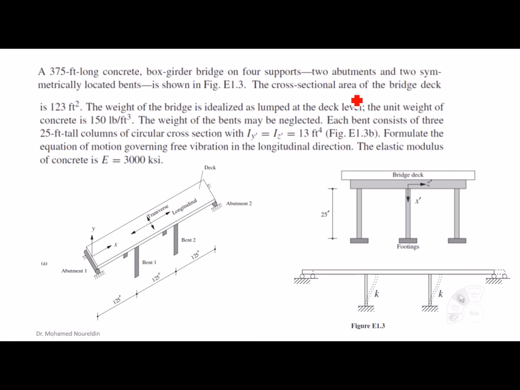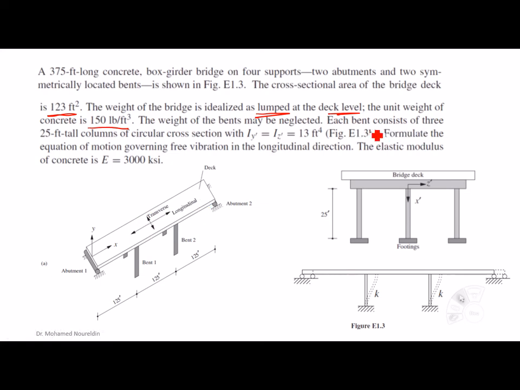The cross-sectional area of the bridge deck is 123 foot squared. The weight of the bridge is idealized as lumped at the deck level, similar to the previous example. The unit weight of the concrete is 150 pounds per foot cubed, and the weight of the bins may be neglected. Only the mass of the bridge itself is considered.